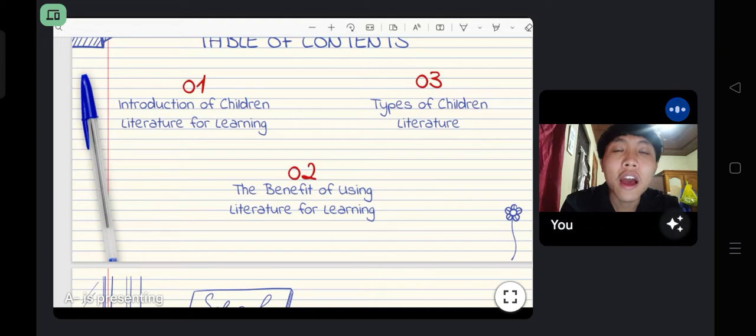So here I have three subtopics that I will show in this explanation. The first one is the introduction of children's literature for learning. The second one is the benefit of using literature for learning, and the third one is the types of children's literature. So next slide, I begin with the introduction.